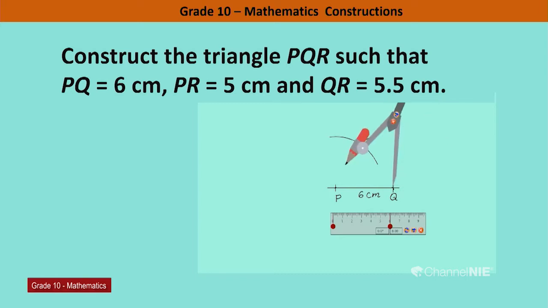So, we are going to find the point R. Here we got a point, 2 arcs intersecting, that is a point. Let's join this point with the point P and the point Q. So, this must be the R. So, completing PQR triangle by constructing 3 lines.